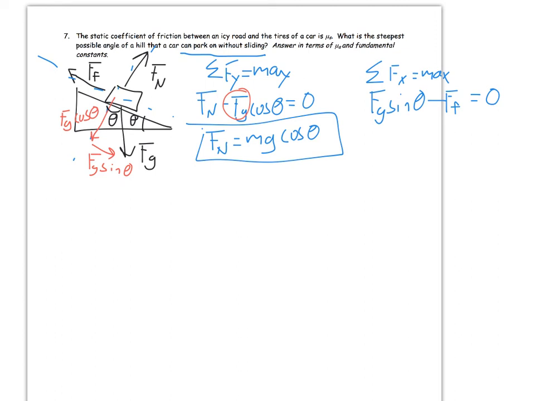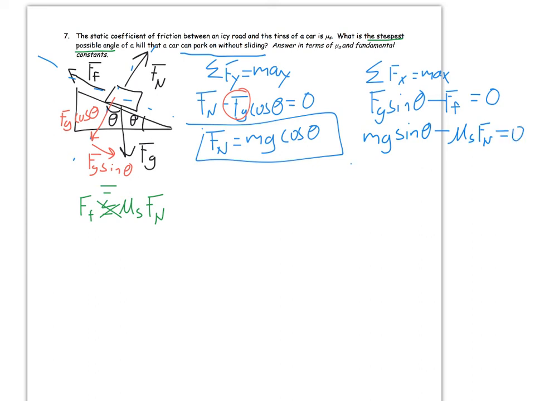Two things I can do here. Number one, I can say Fg is simply mg, so mg sine of theta, and I can substitute in for my force of friction mu s times my normal force. Once again, I always want to justify why I can make that substitution, because my equation for force of friction is simply Ff is less than or equal to mu s times my normal force. Because it's asking for the steepest possible angle before the car starts to slide, that is an indication that the force of friction in this case is equal to the maximum, so I can make that substitution.